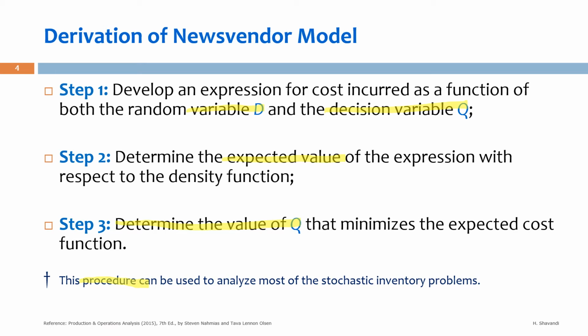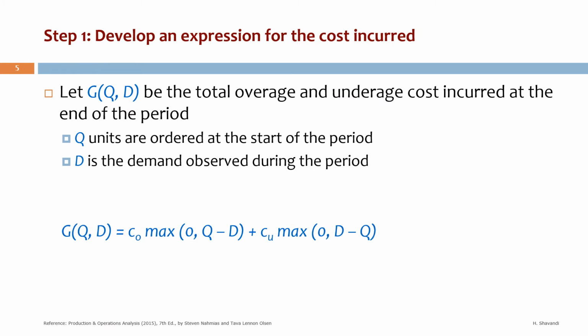Okay. So the first step, let's have the expression for the cost function. So here we define G(Q, D), the cost function, in terms of Q, our decision variable, and D as the random variable for demand. Q will be the quantity that we are going to order at the beginning of the period, and D will be observed during the period. It's a random variable.